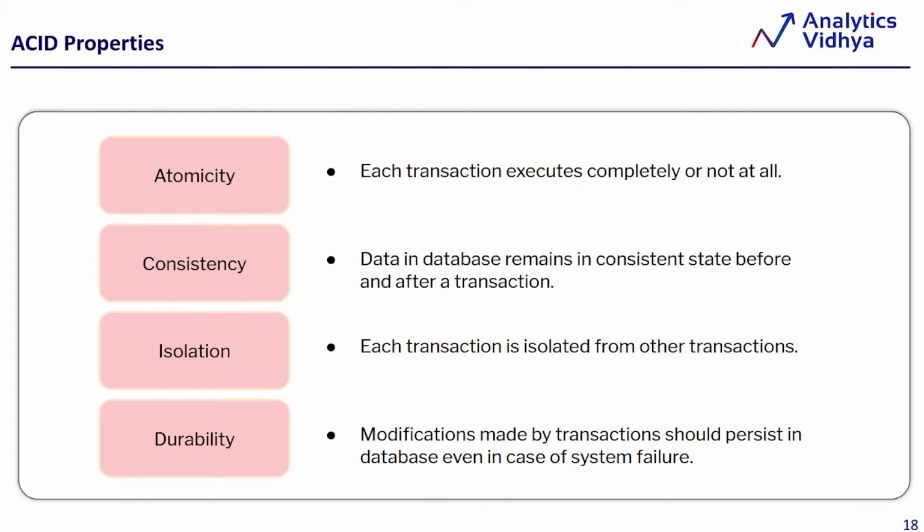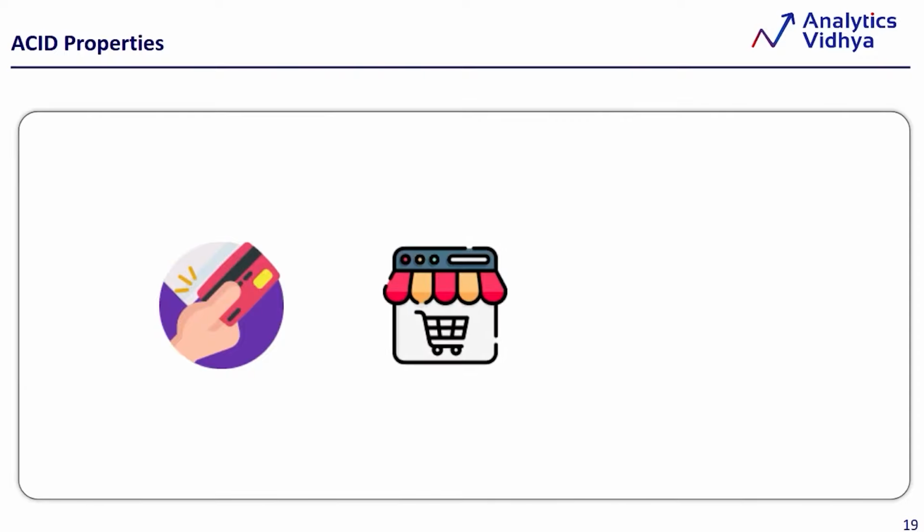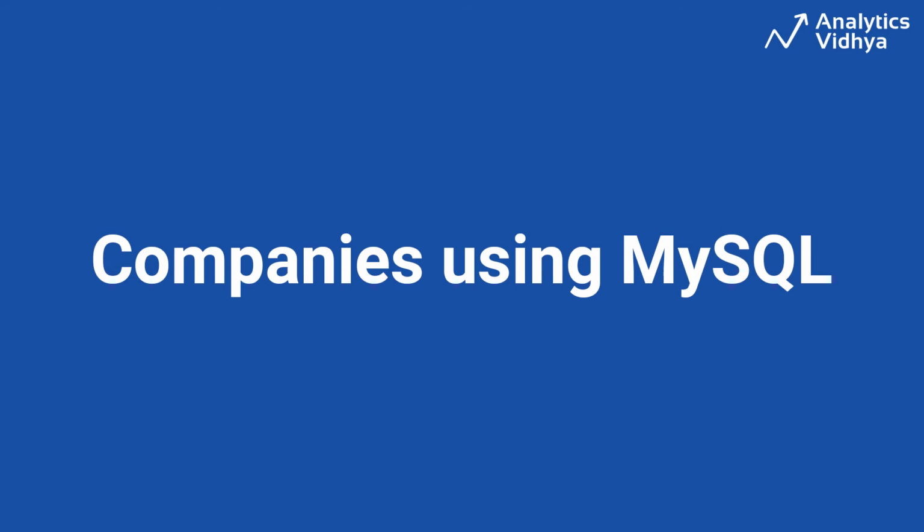And so these are the ACID properties of a relational database that are ensured by every transaction that occurs on the database. And these properties make relational databases extremely useful in the financial sector, e-commerce websites, ticket booking websites, or just about any place that needs to ensure the ACID properties.